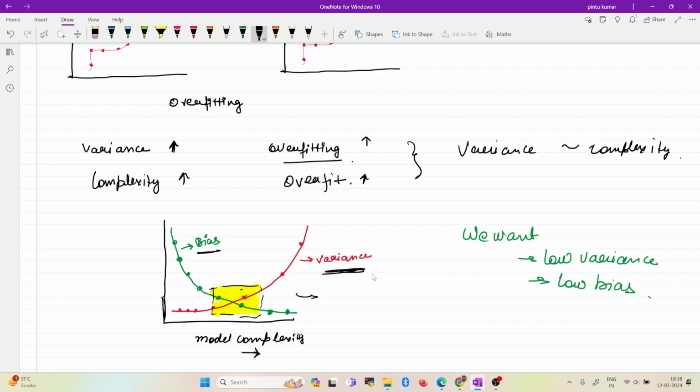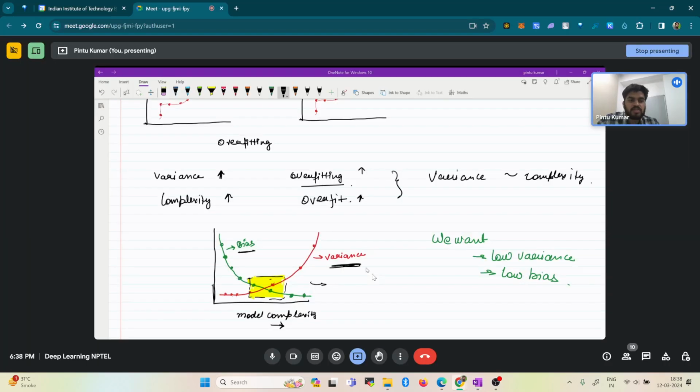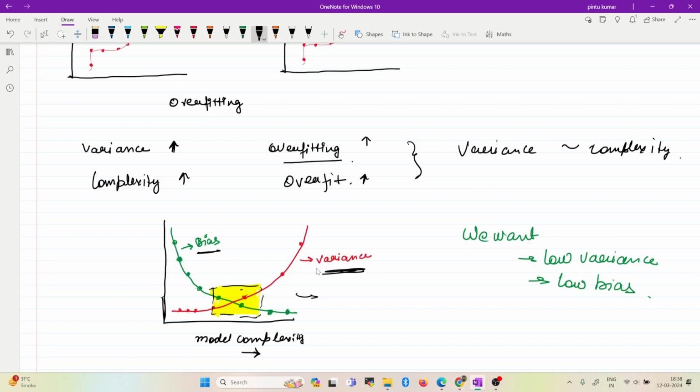Any doubt in the definition of bias or variance, or this figure that I have drawn over here? Any doubt in this?